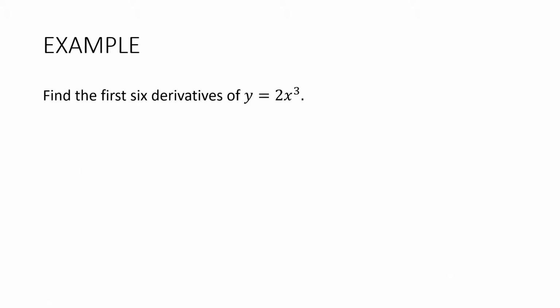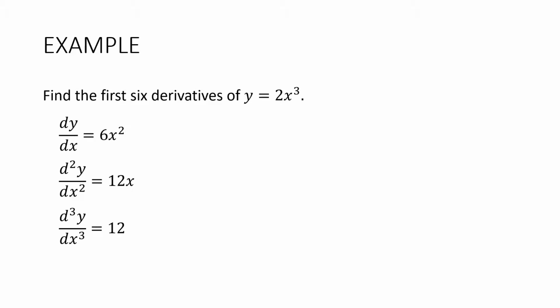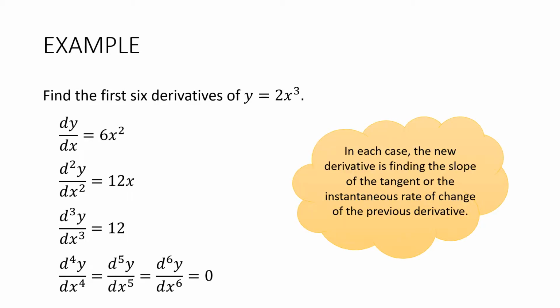Let's find the first 6 derivatives of this. Let's have a look. So dy dx is going to be 6x squared. d squared y dx squared will be 12x. d cubed y dx cubed is 12. And then all of these guys are going to be equal to 0. I did mention that earlier in the video. So in each case, the new derivative is finding the slope of the tangent or the instantaneous rate of change of the previous derivative. So how much is the previous derivative changing with respect to x?